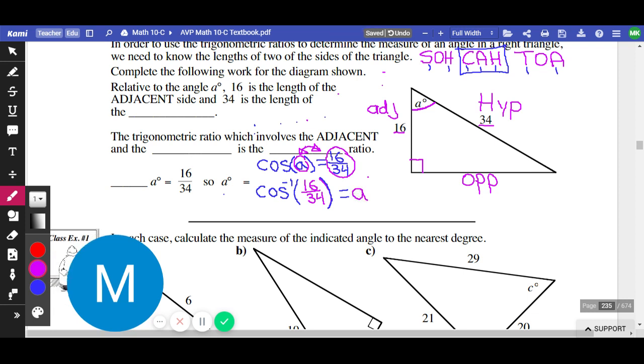So on my calculator, I go second cos, 16 divided by 34, and hit enter. I get... I'm in the wrong mode. If you got 1.08, you're in the wrong mode. Remember, your calculator has to be in degree mode.